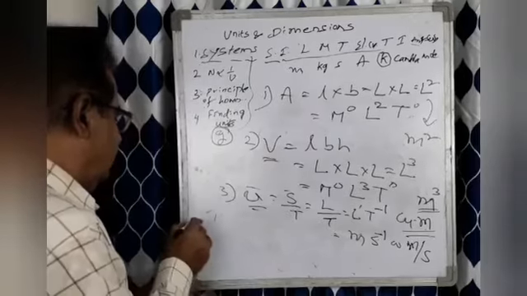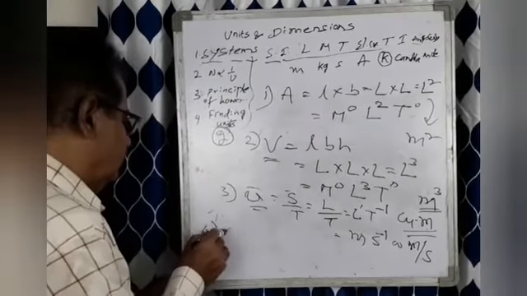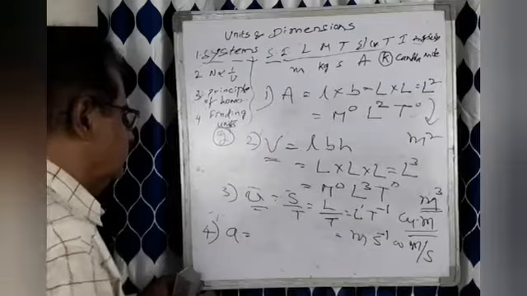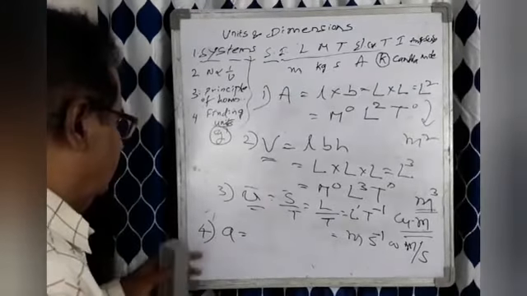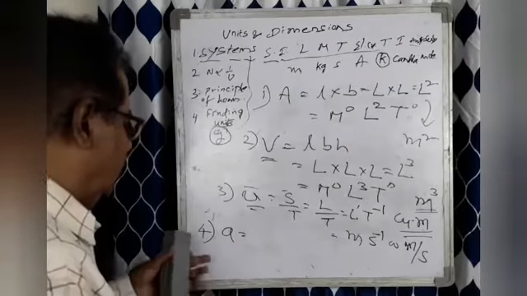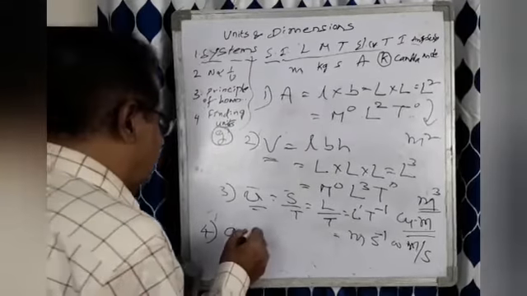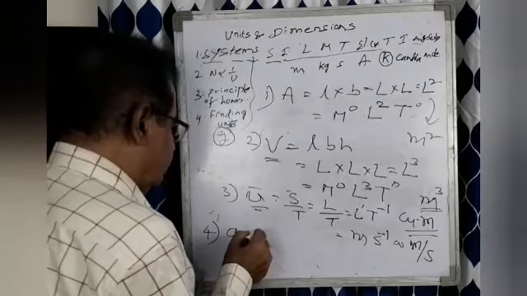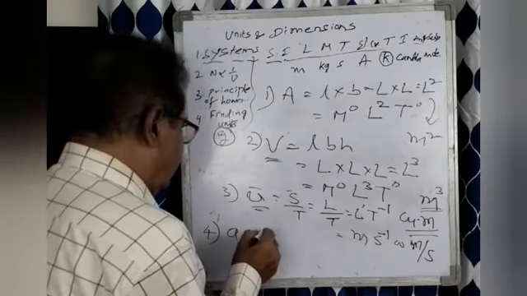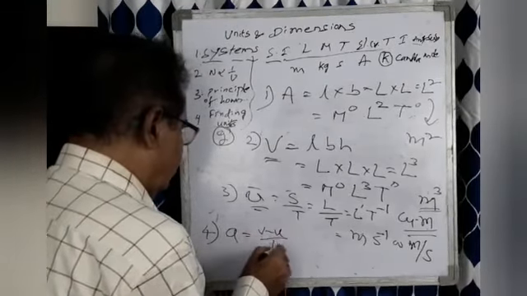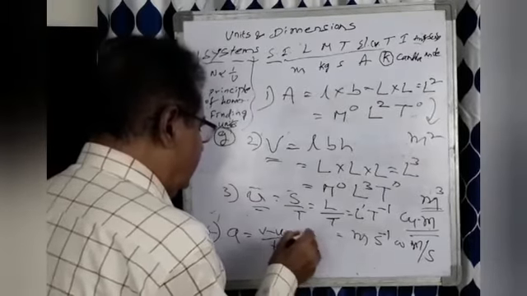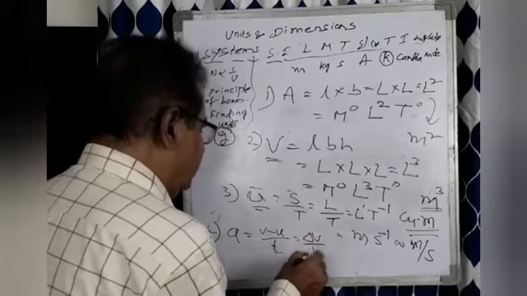Suppose you want acceleration. Any student should know at least this: displacement, velocity, displacement is L, acceleration, force, work. So acceleration is change in velocity by time. You can write it as V minus U by T or delta V by T, change in velocity by time.